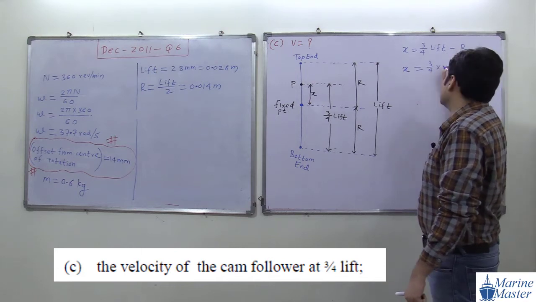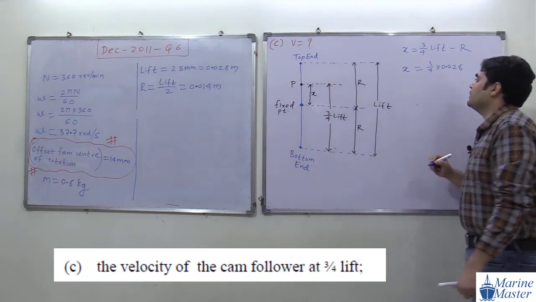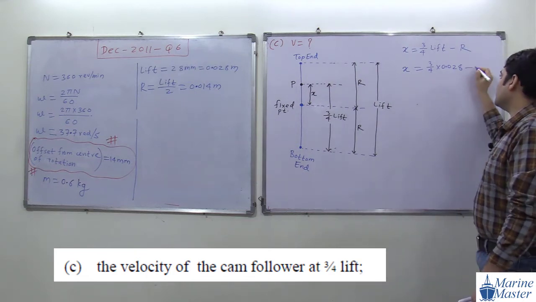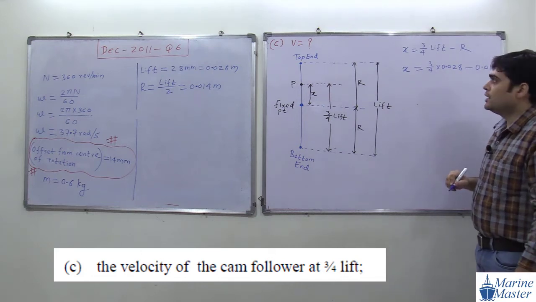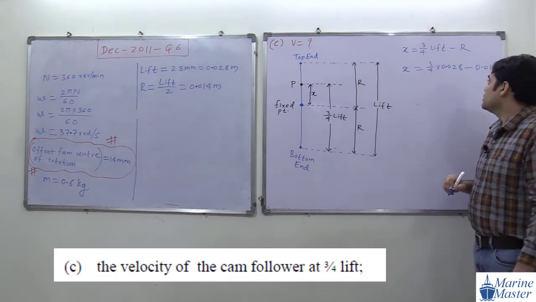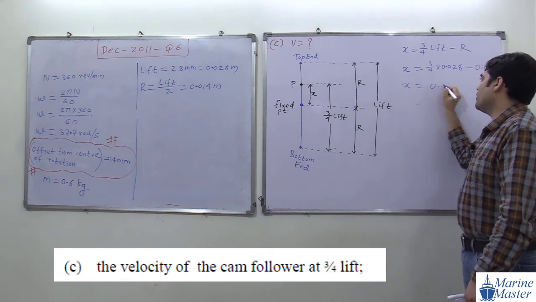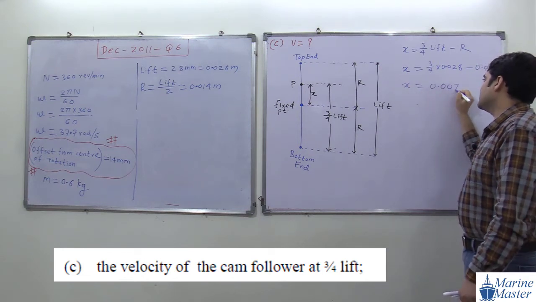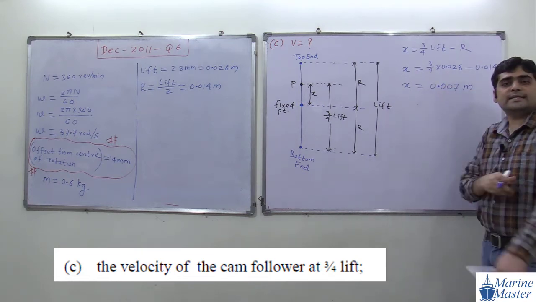So x is equal to 3/4 of the lift. Lift is 0.028, minus r, which is 0.014. If you do the calculation, we will get the value of x as 0.007 meter. All things are in SI units here.